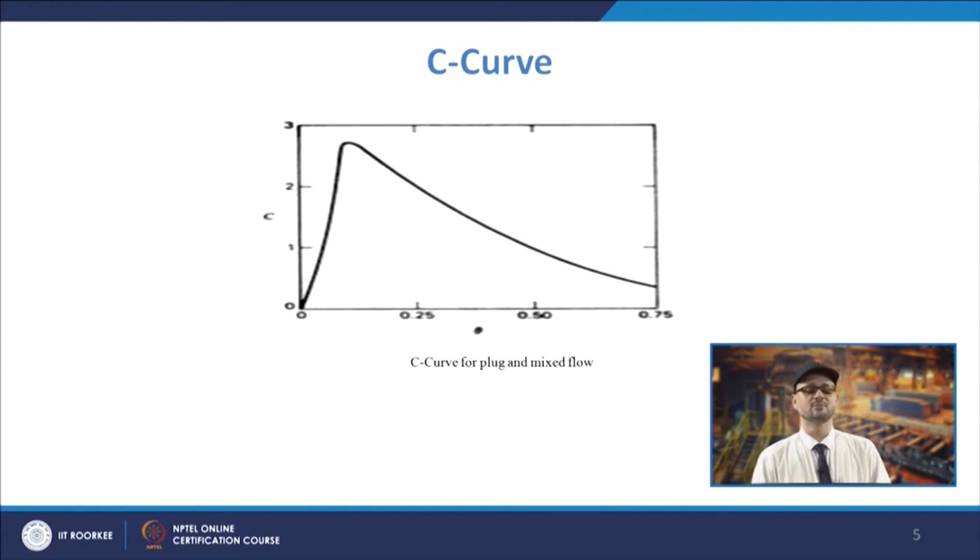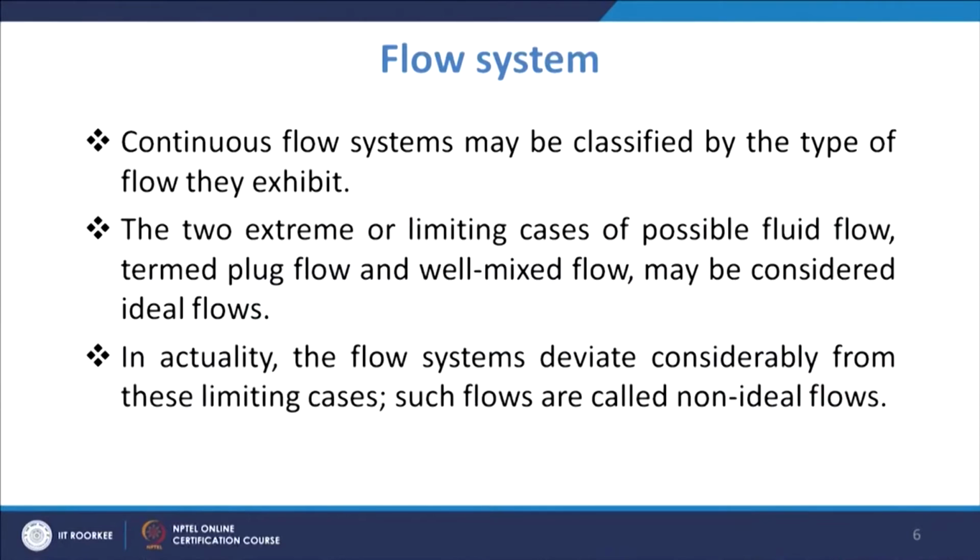So, this is basically the C curve. Now, that we had already seen in our earlier lecture. Now, the thing is that when we talk about continuous flow systems, they can be classified by the type of flow they are exhibiting. You have two extreme cases of possible fluid flow: plug flow and well mixed flow. They are normally considered as the ideal flow.